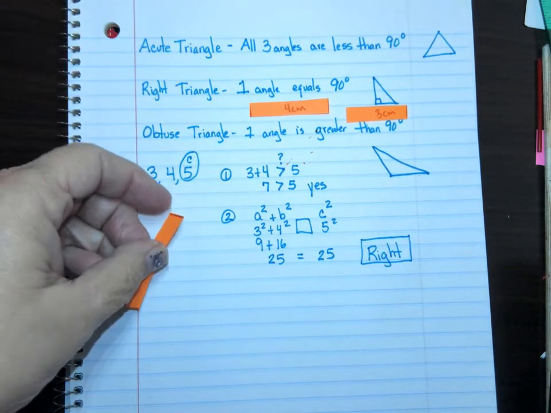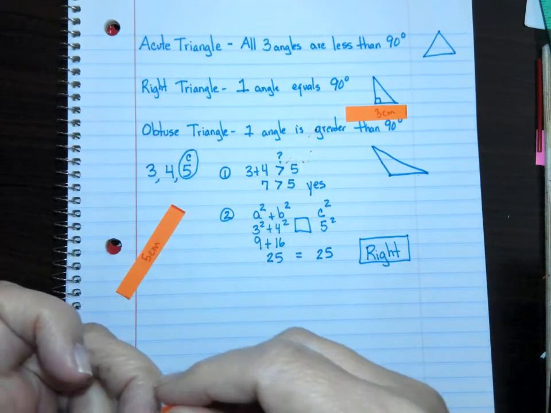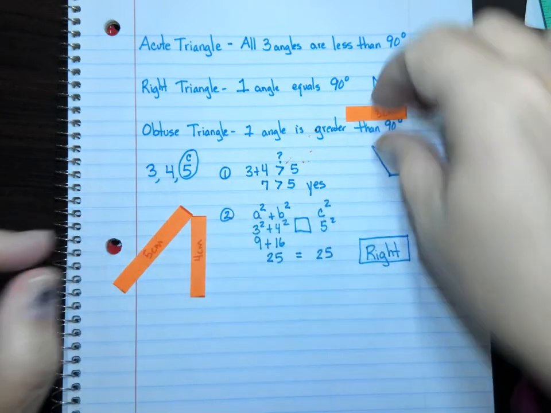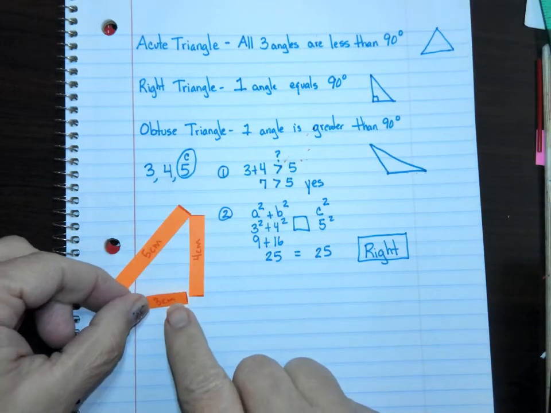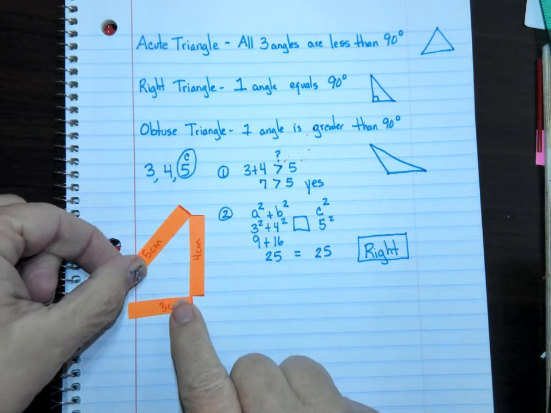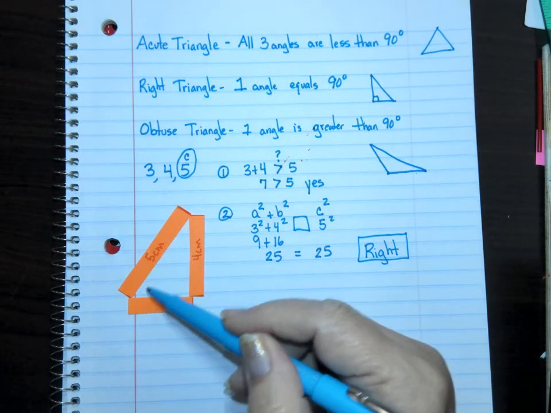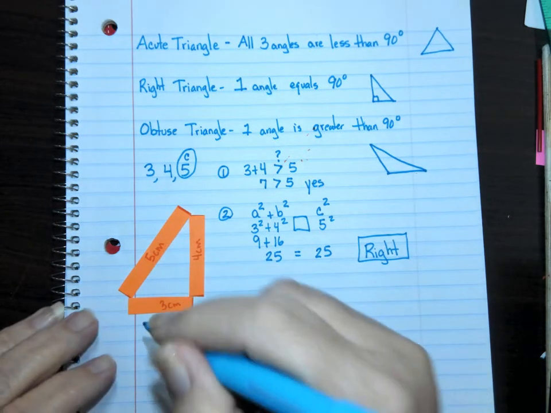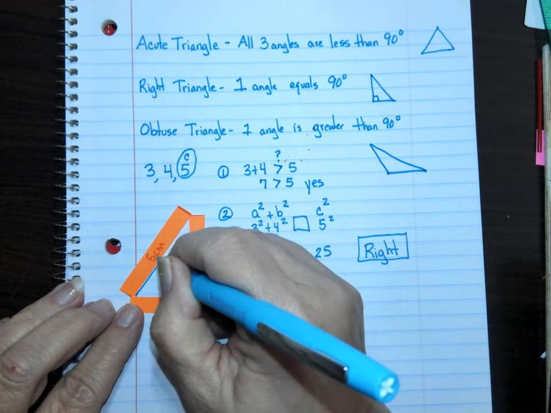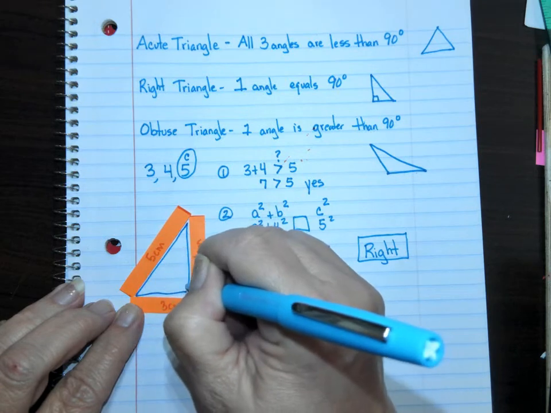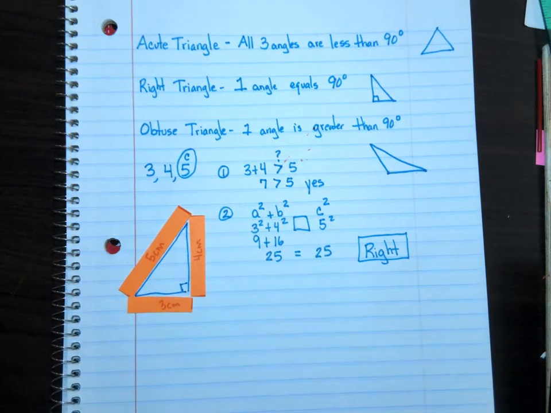So let's just actually take a look at building it. There I've got a 3, 4, and a 5. And when I put those edges together, do you see how that will make a right triangle there? So if I come in here and trace this, there's my right angle, right?